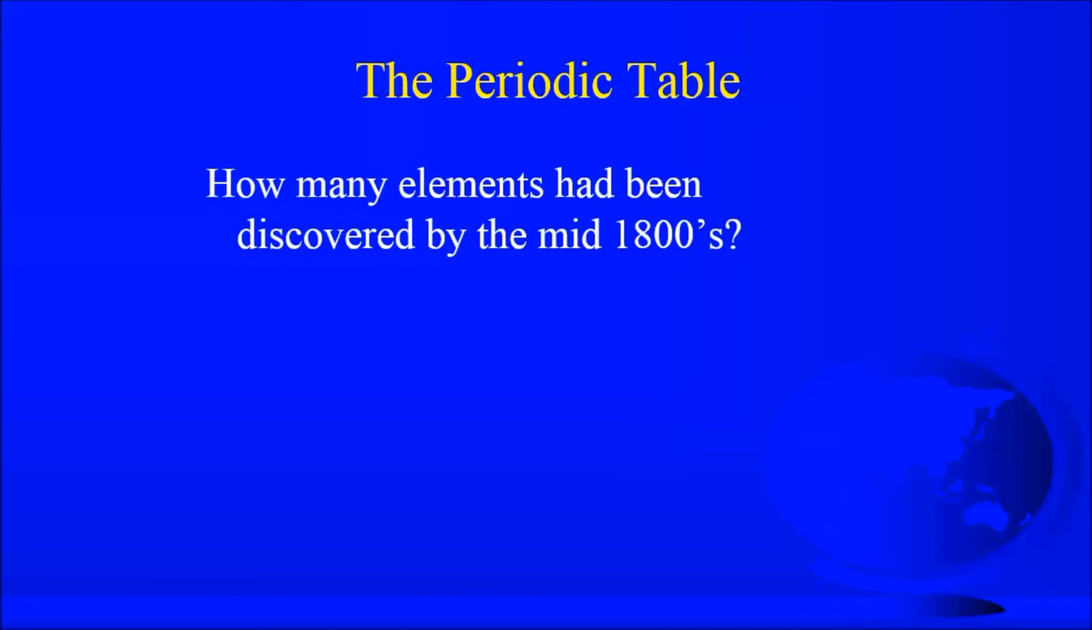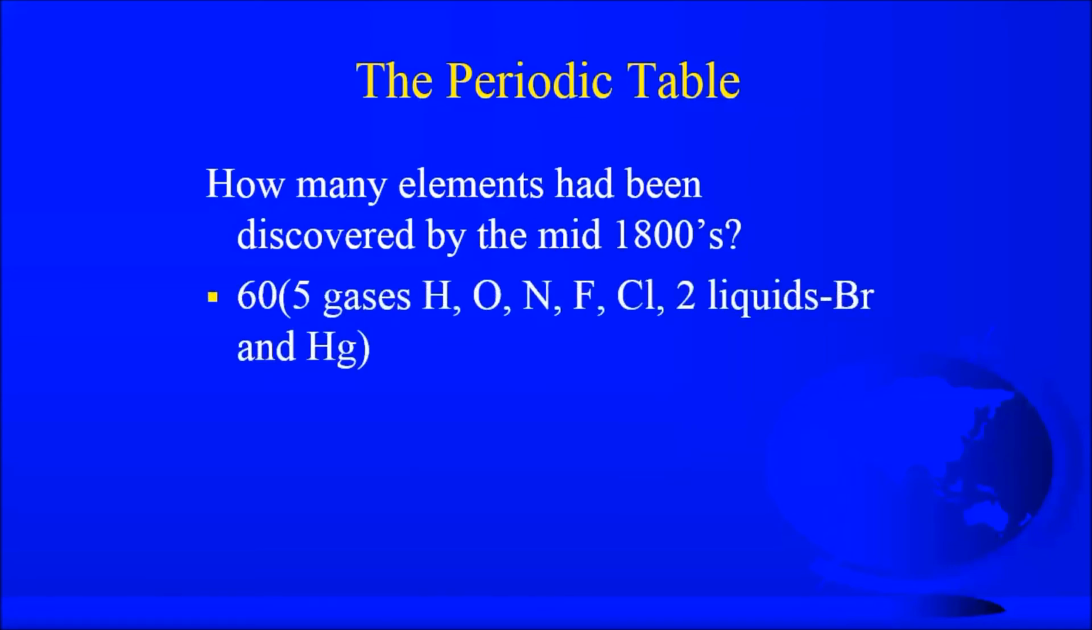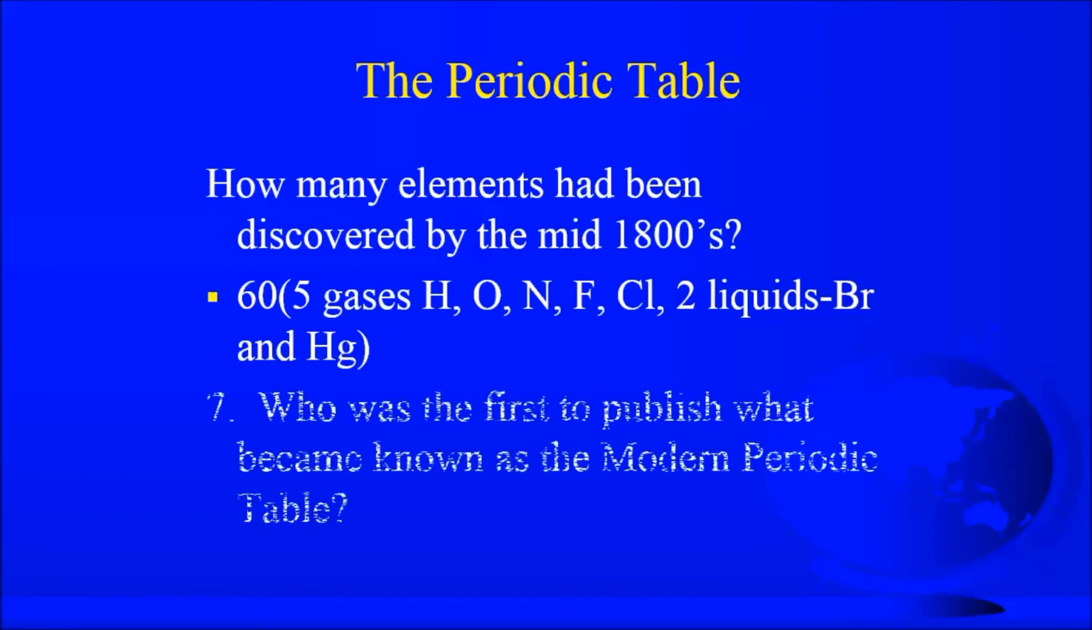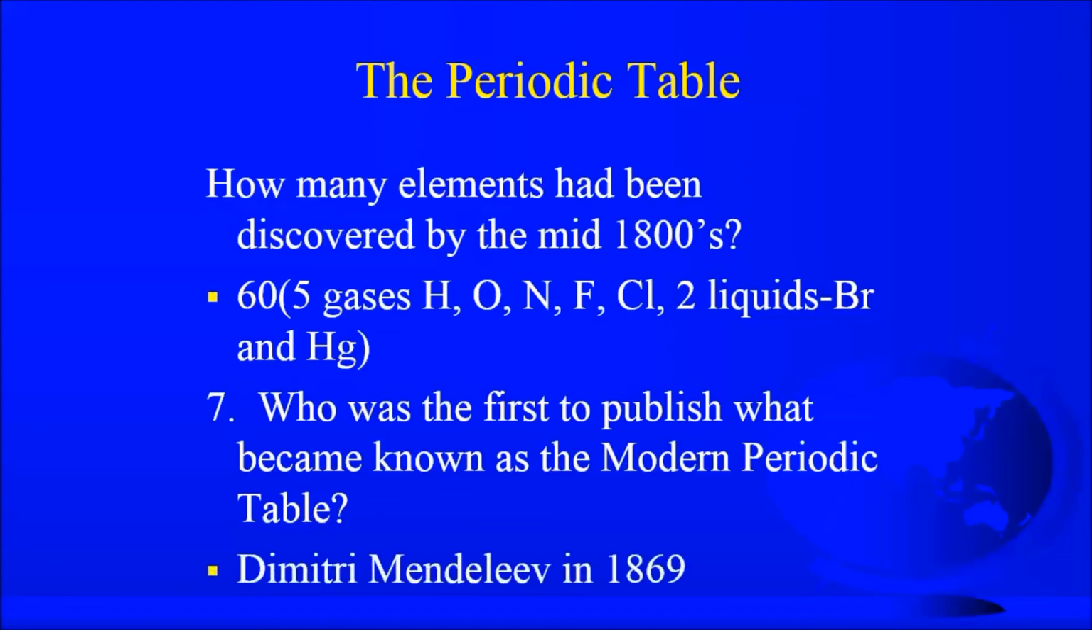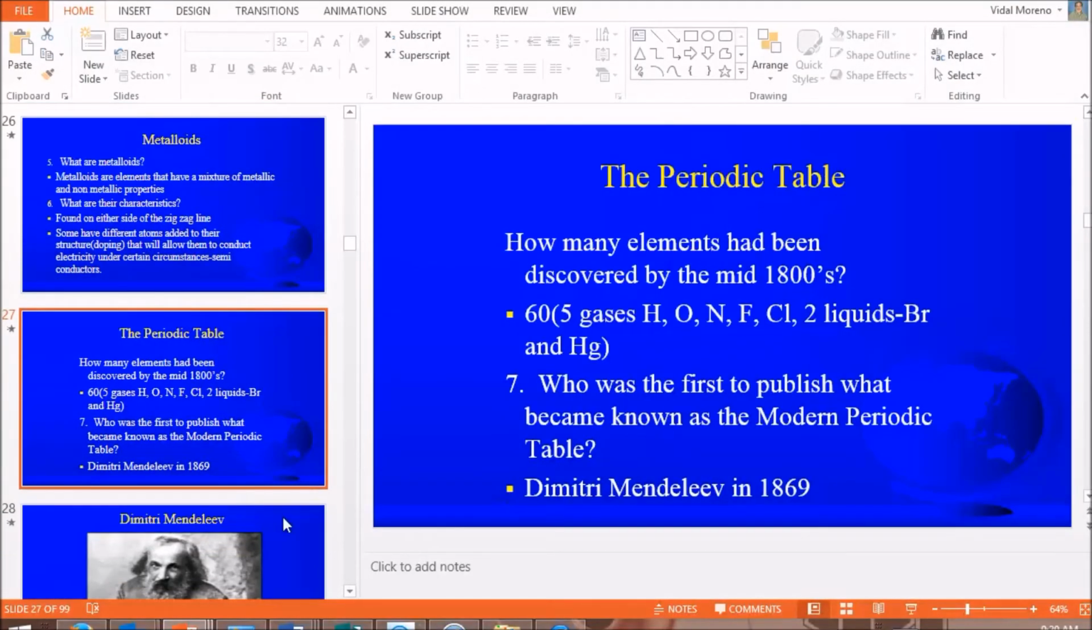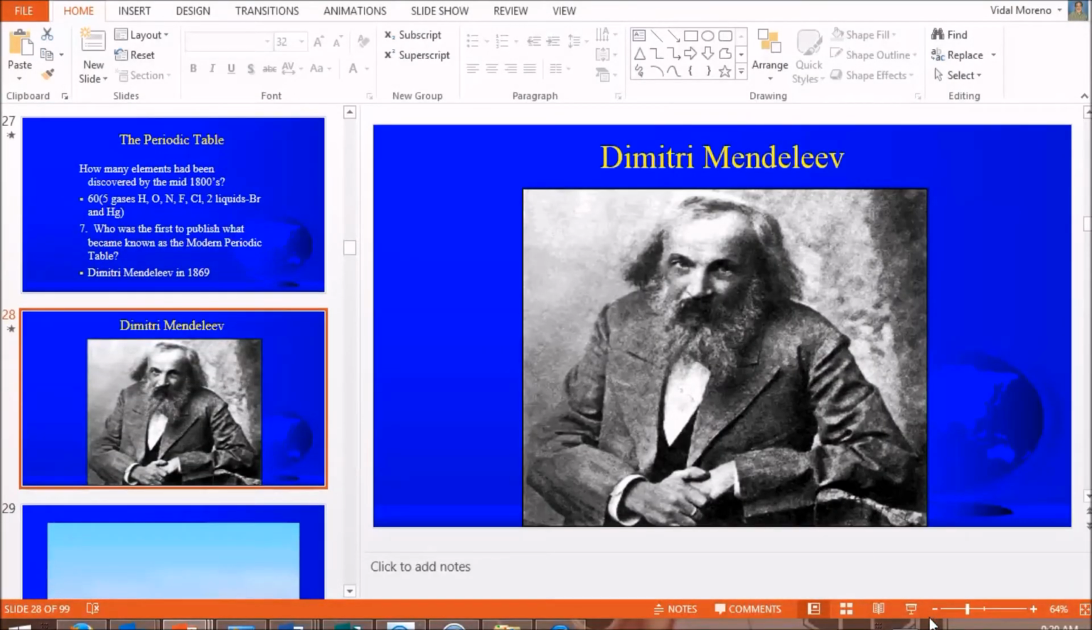How many elements had been discovered by the mid-1800s? About 60. And 5 gases: hydrogen, oxygen, nitrogen, fluorine, chlorine, and 2 liquids: bromine and mercury. So who was the first to publish what became known as the modern periodic table? His name is Dmitri Mendeleev, in 1869. Here's a picture of the old coot.